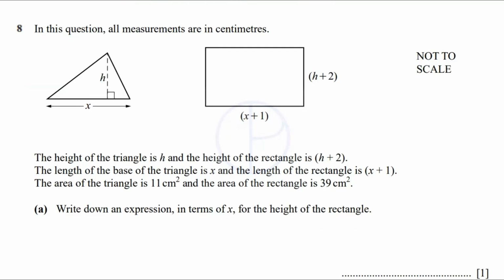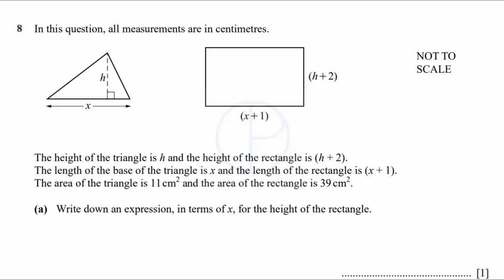The next question is, in this question all measurements are in centimeters. The height of a triangle is h and the height of the rectangle is h plus 2. The length of the base of the triangle is x and the length of the rectangle is x plus 1. The area of the triangle is 11 centimeter square and the area of the rectangle is 39 centimeter square. Write down an expression in terms of x for the height of the triangle.